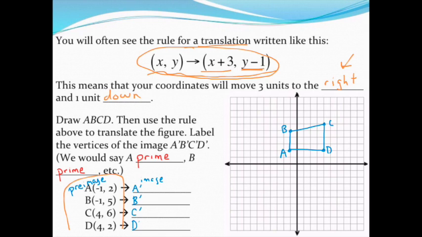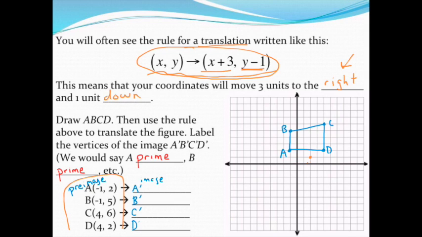Let's go ahead and just use our verbal description of the rule to figure out how we could translate this figure one way. So starting at point A, let's count 3 spaces to the right. You're not going to be able to see me count with my pen, but go ahead and count from point A, 3 spaces to the right, 1, 2, 3, and then count down 1. And so we end up right there.